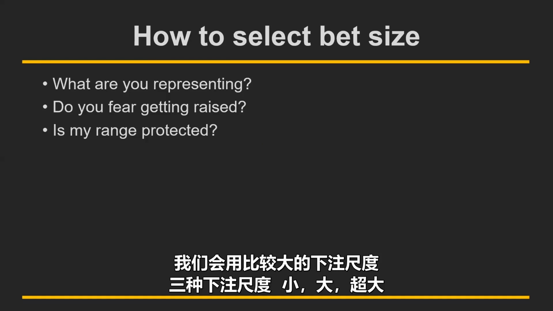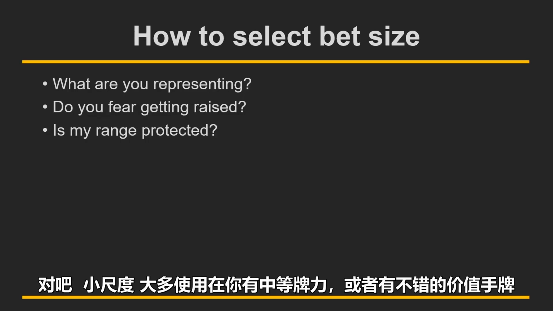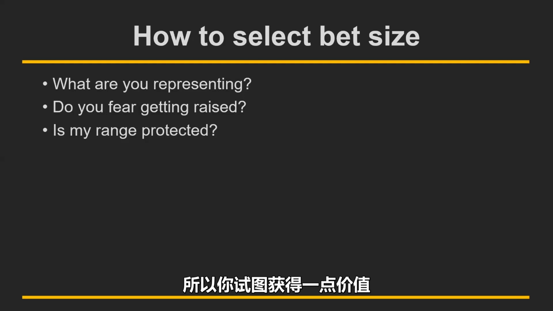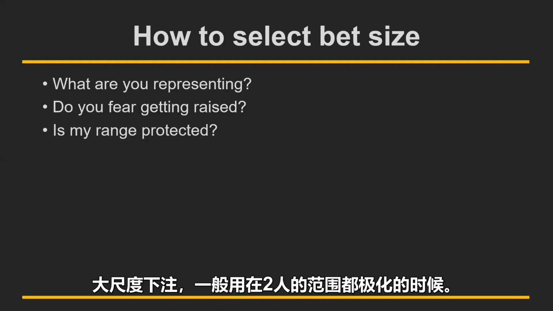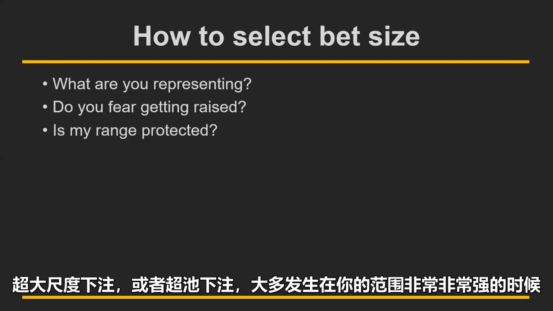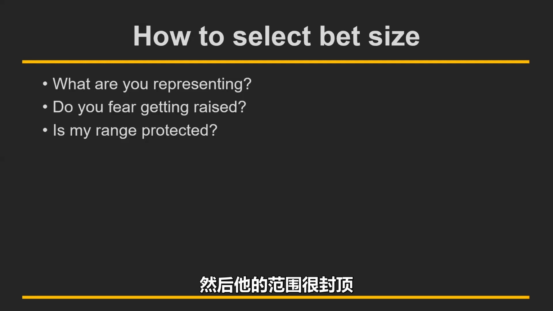3 bet sizes: small, large, huge, right? Small bet mostly happens when you've got a lot of just average or decent value hands, so you're trying to get a bit of value. Bigger bets, obviously, when both ranges are a bit more polarized, right? And huge betting, like overbetting, mostly happens when your range is very, very strong and his range is quite capped.